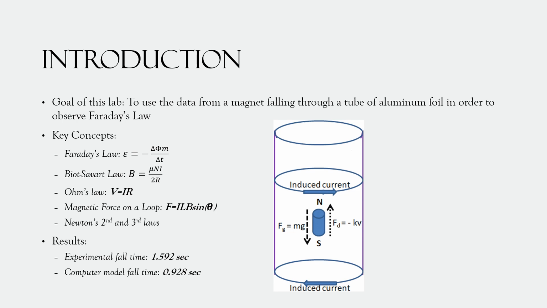Key concepts are Faraday's law itself, which states that the induced electromotive force is equal to the rate of change in magnetic flux through the cross-sectional loop as it falls through the tube. The Biot-Savart law, which states that the magnetic field in Teslas is equal to mu times Ni over 2 times the radius. Ohm's law, which is voltage equals current times resistance. The magnetic force on a loop, which is current times length of the loop times magnetic field times sine theta. And Newton's second and third laws.